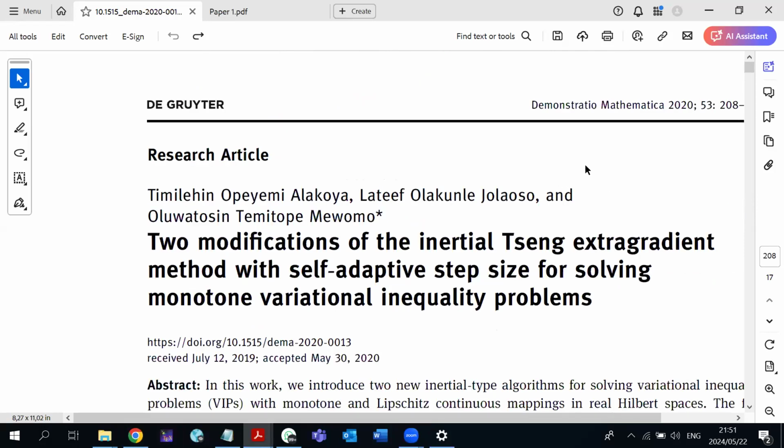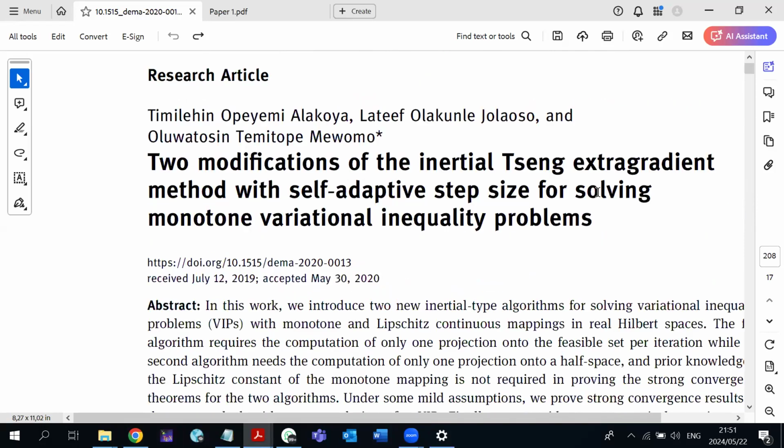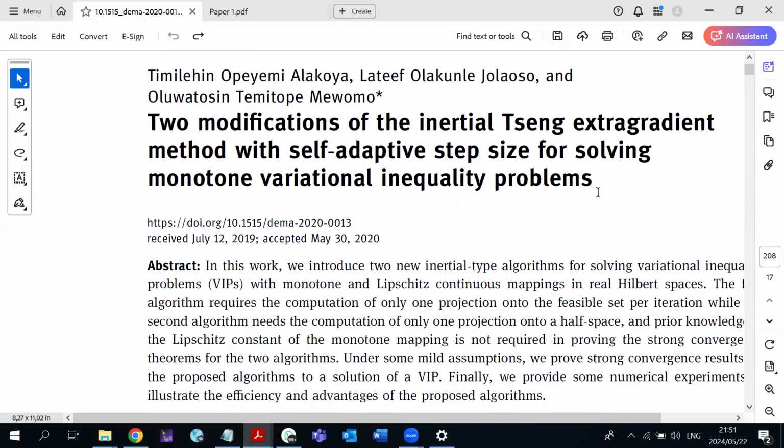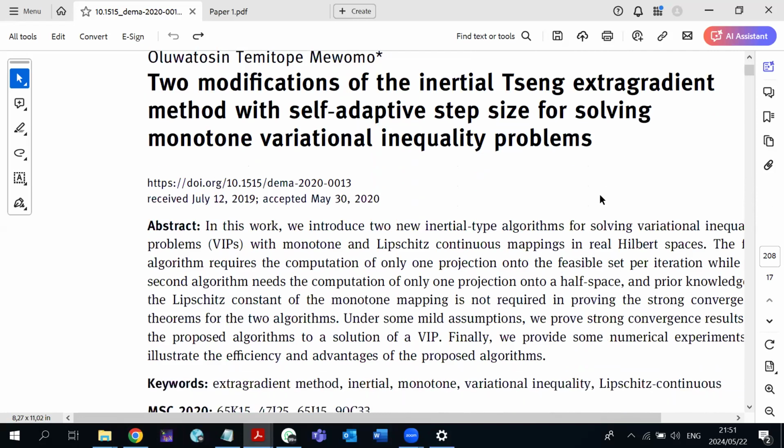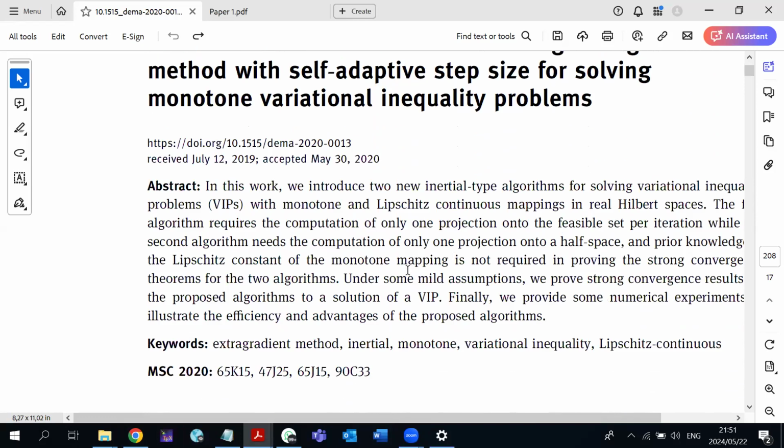So, in addition to what they have said, the title of the paper is "Tools of modified Seng extragradient method to solve monotone variational inequality problem." So in this paper, they proposed to solve the variational inequality problem with monotone and Lipschitz continuous mapping in Hilbert spaces.